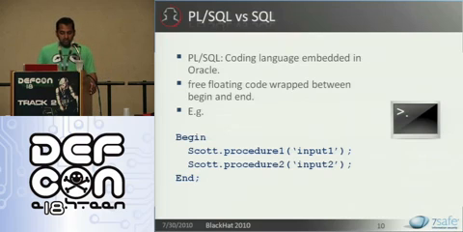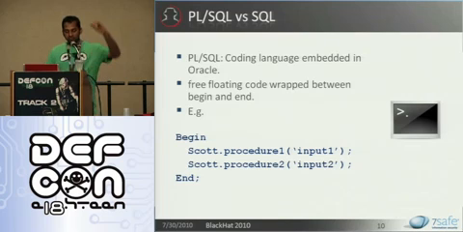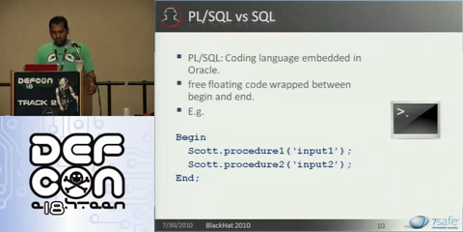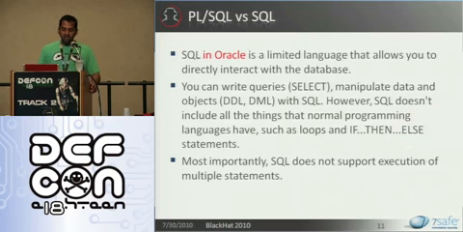PL/SQL is one coding language embedded in Oracle, which is really powerful. An easy way to understand PL/SQL is to consider this as free-floating code wrapped between begin and end. So you have begin, end, and in between that you can have n number of statements. So you can have procedure 1, procedure 2, and so on and so forth. But the second language, the SQL in Oracle, is actually quite limited. And the SQL in Oracle, by design, does not allow execution of multiple statements.